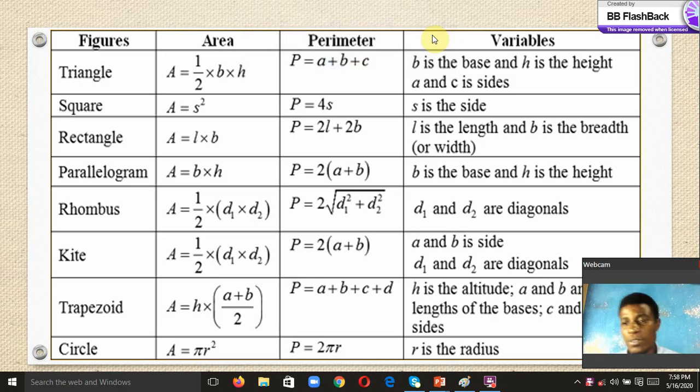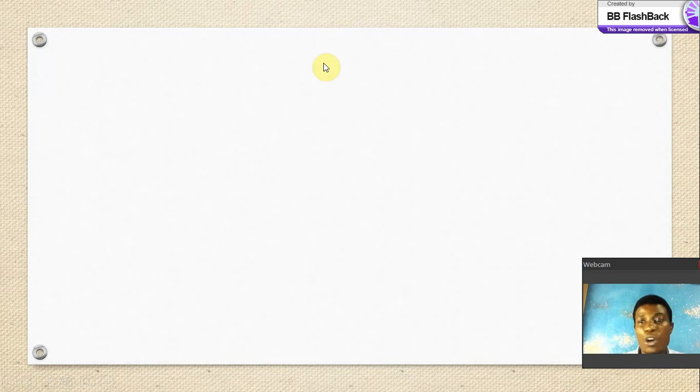Welcome back to the second online class section of the video on the perimeter and the area of plane shapes. So we start with the calculative aspect of plane shapes.